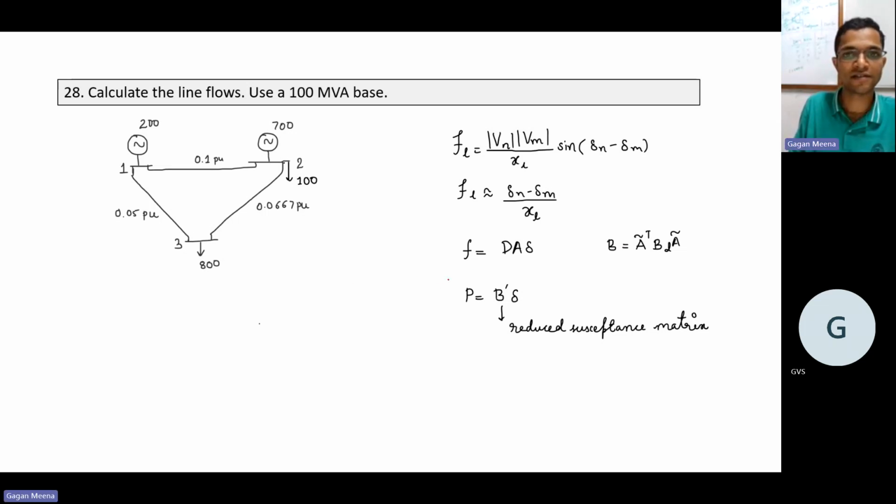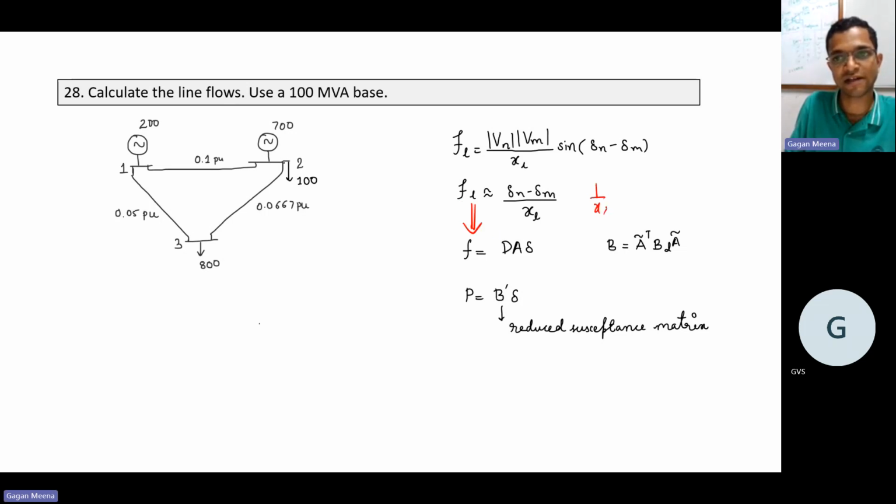Yeah, so we were discussing this question. Here we need to find out the line flows. So we can use this. We know that flow is equal to the difference of angle divided by the line impedance, and we can write it in matrix form.